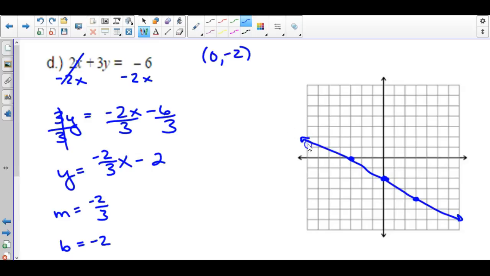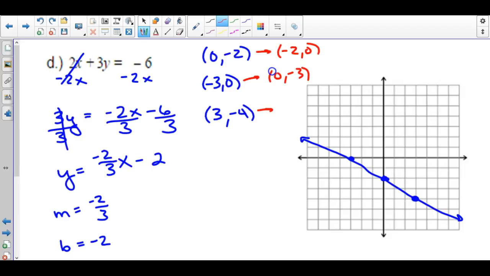So I have this one to the left, which is at -3, 0. And then I have this coordinate down here, which is at 3, -4. Then my inverse coordinates would just be a flip-flop of those 3. All I'm going to do is change those 3 points. So I have -2, 0. I have 0, -3, and then -4, 3.